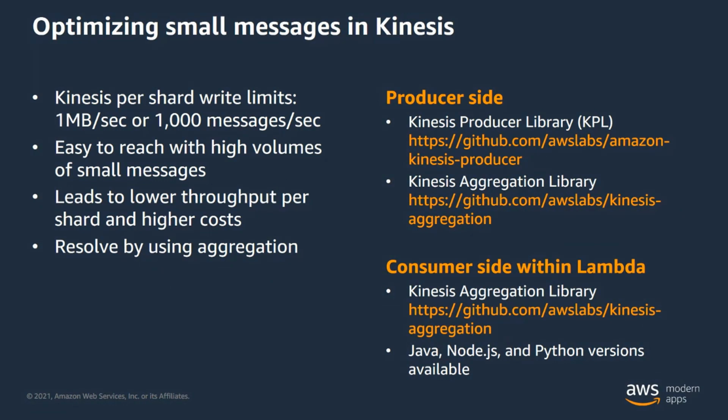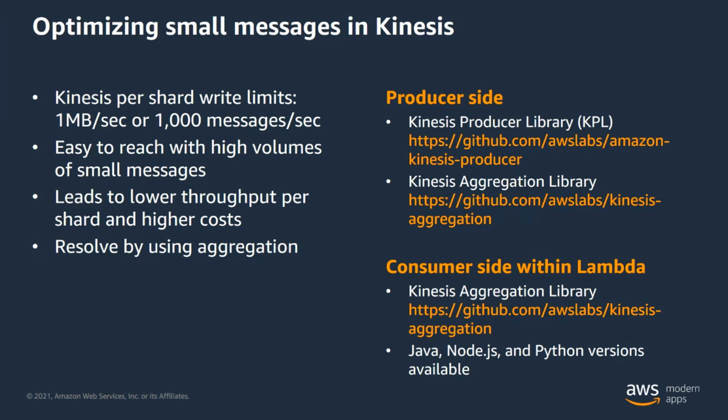Kinesis has a per shard write limit of 1 megabyte per second, or 1,000 messages a second. If your data producers are creating many small messages, you may reach the limit of messages while still being under the 1 megabyte per second limit. Having many small messages can lead to lower throughput per shard, and it can increase the cost of a workload. You can often resolve this issue by using aggregation to increase the payload size, reduce the number of messages, and improve the throughput.